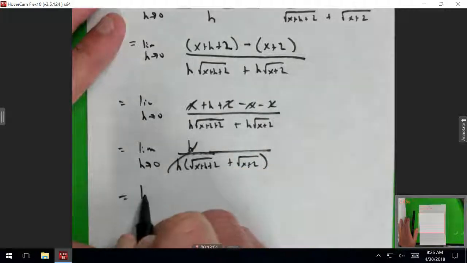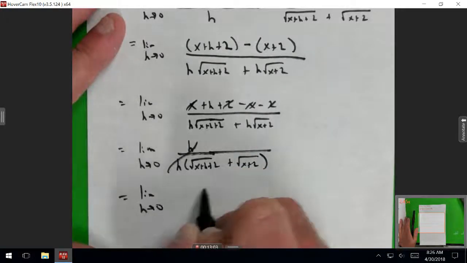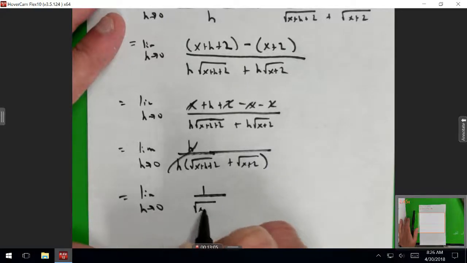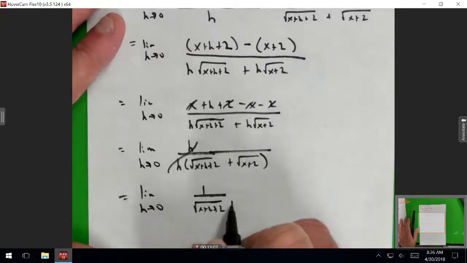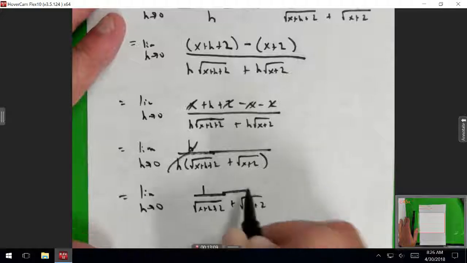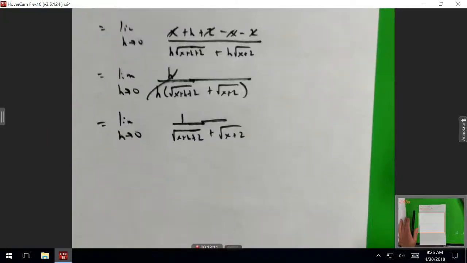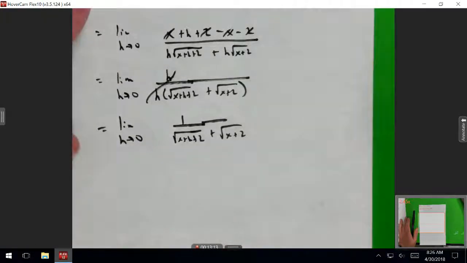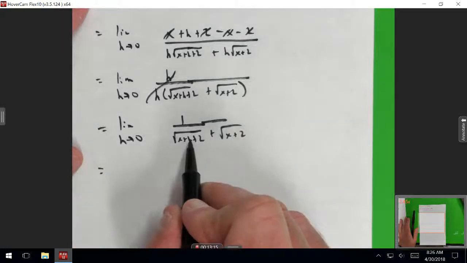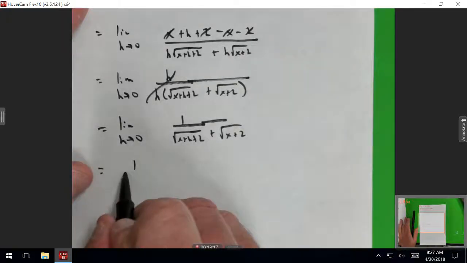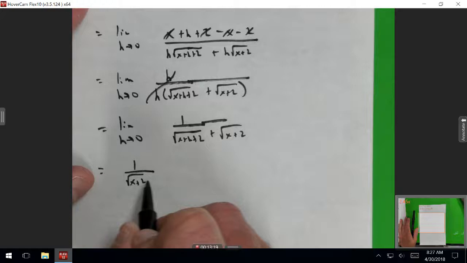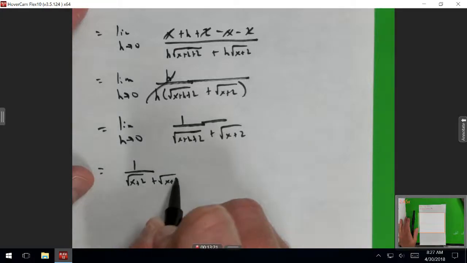This cancels out. I'm left with the limit as h approaches 0 of 1 over... Now I'm going to plug 0 in. Plug 0 in, I get the square root, I get this right here: square root of x plus 2 plus square root of x plus 2.